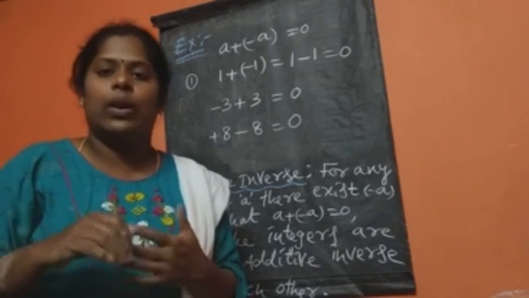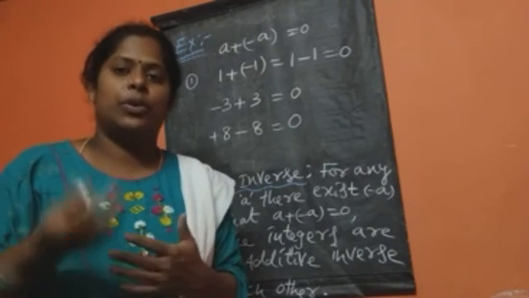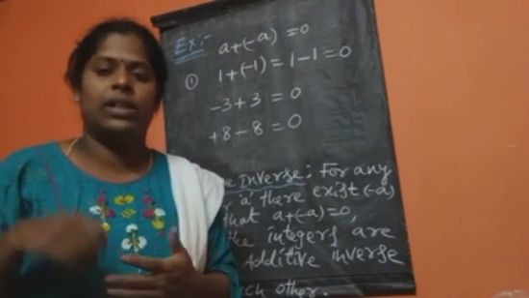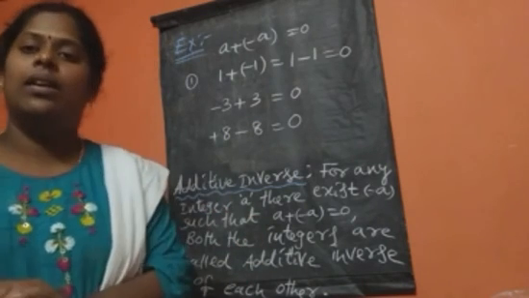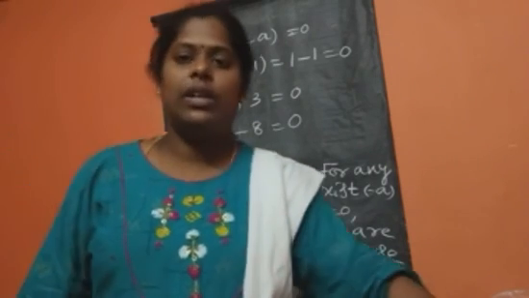If I ask a number, you have to say the number with the opposite sign. Okay, so these are all the properties that are in our 7th class textbook.